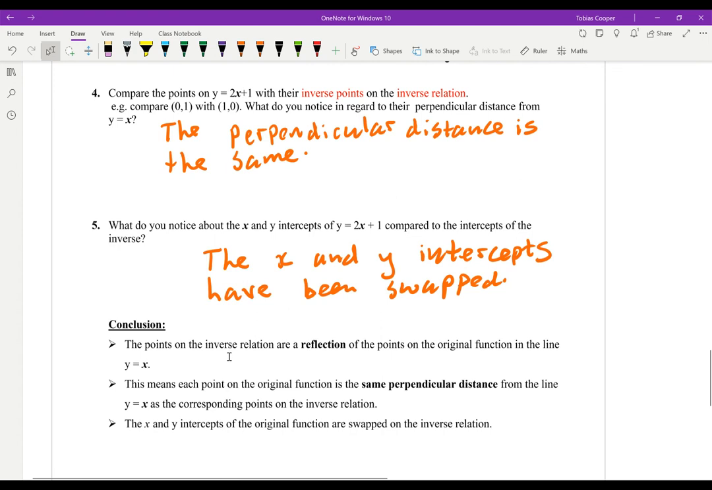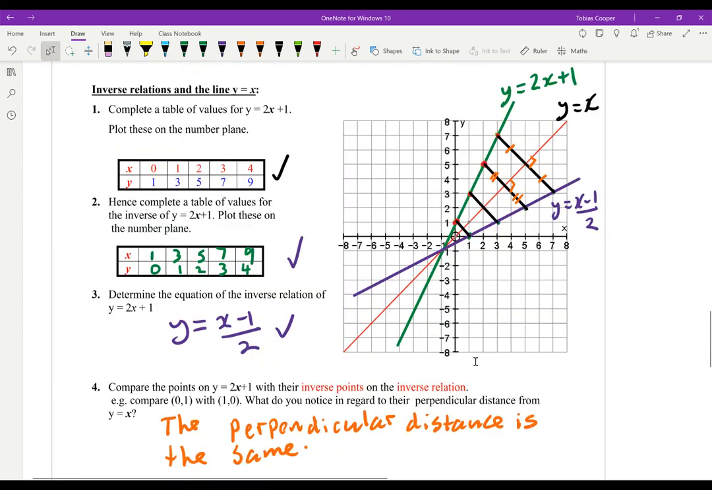Okay, so here are some key points. The points on the inverse relation are a reflection of the points on the original function in the line y equals x. So if I come back up here, what we're saying here is that this point here, I'll just color that in a bit, is a reflection of this point here. Okay, and this point here on the inverse is a reflection of this point here in the line y equals x. So y equals x is your mirror line, okay? And you've got pairs of points which are mirror reflections of each other in that line y equals x, okay?